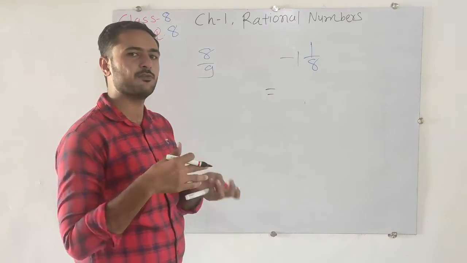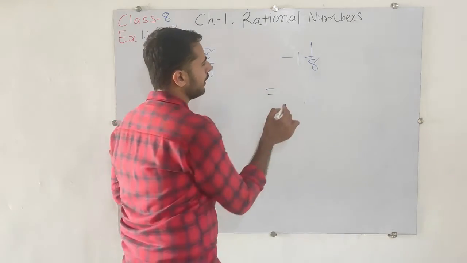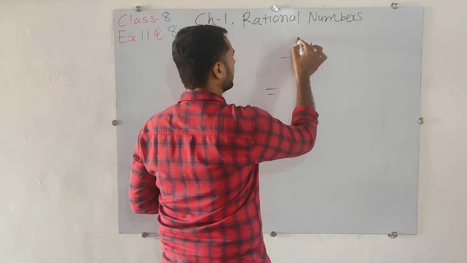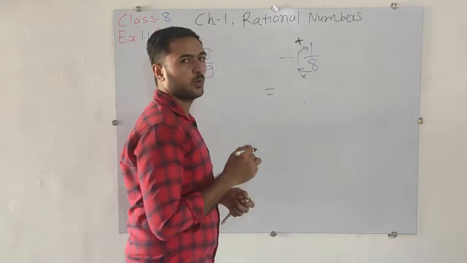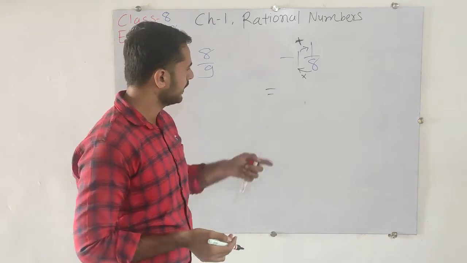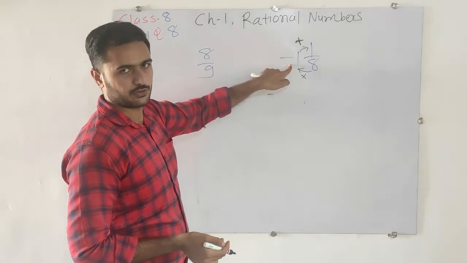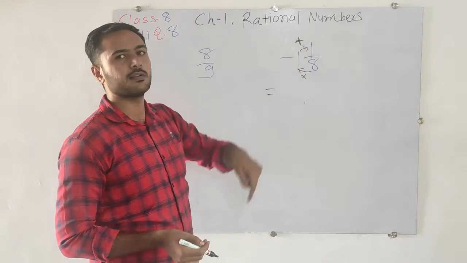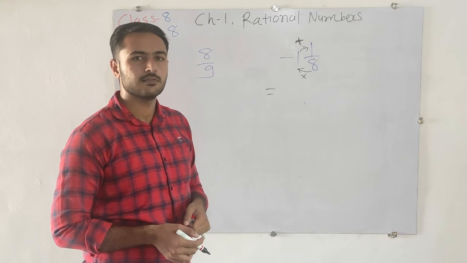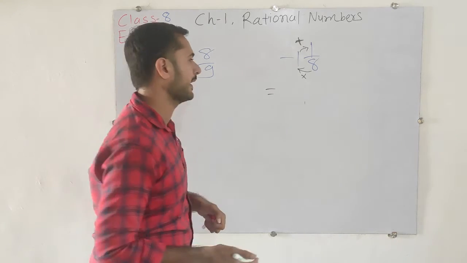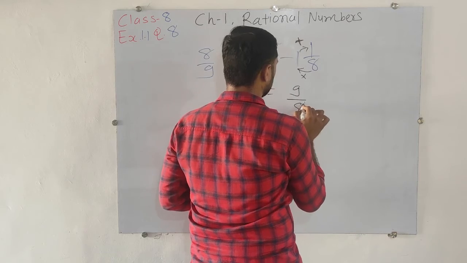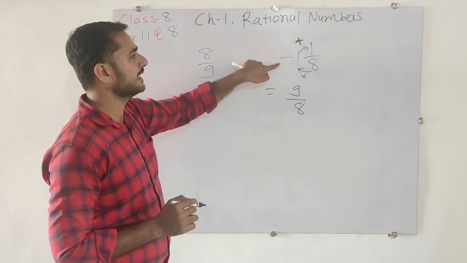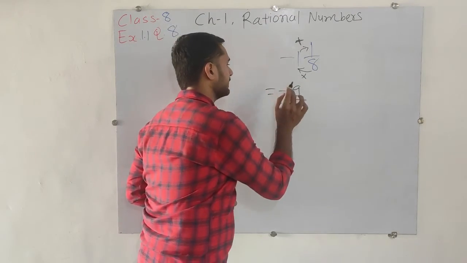We just convert the mixed fraction to a fraction. How will we do it? We will multiply these two and then do the addition here. This is how we can convert a mixed fraction into a fraction. So let's do that. 8 ones are 8, but with the minus sign. It means 8 ones are 8, and 1, that is 9 by 8. Okay, good. And we have to put the minus sign also.